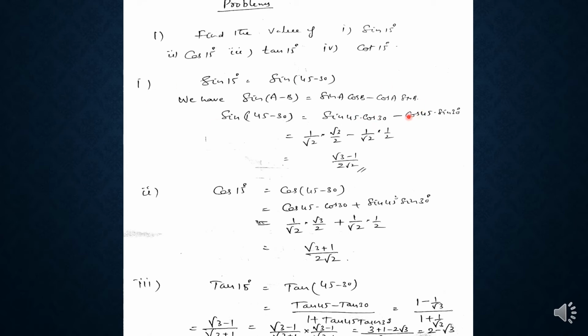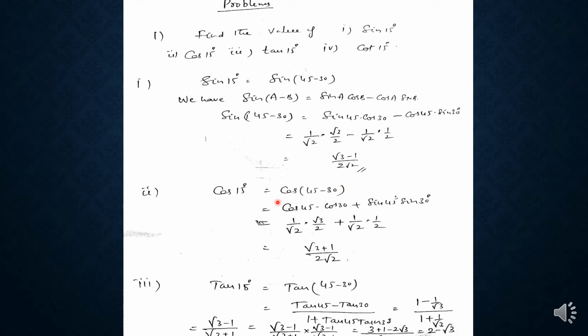So what is the value of sin 45? That is 1 by root 2, into cos 30 value is root 3 by 2, minus cos 45 is 1 by root 2 and sin 30 is 1 by 2. So by simplifying this, root 3 by 2 root 2 minus 1 by 2 root 2 is root 3 minus 1 by 2 root 2. So sin 15 degrees is root 3 minus 1 by 2 root 2.